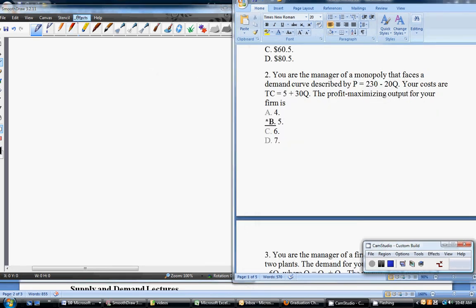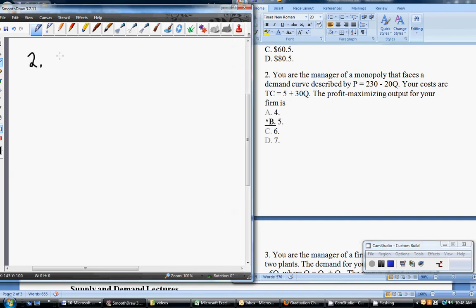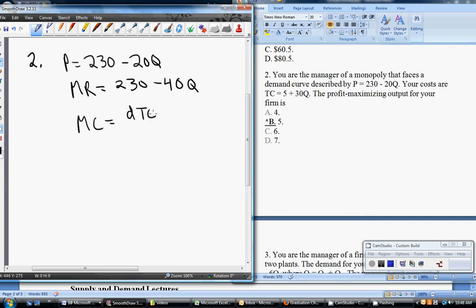Okay, let's solve problem number 2. Here you're a manager of a monopoly that faces a demand curve described by P equals 230 minus 20 times Q. We get marginal revenue, and we'll set marginal revenue equal to marginal cost. Let's see, total cost is 5 plus 30Q, and marginal cost then is just a constant $30.